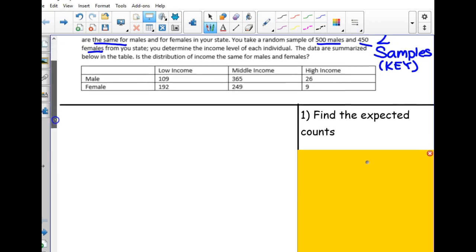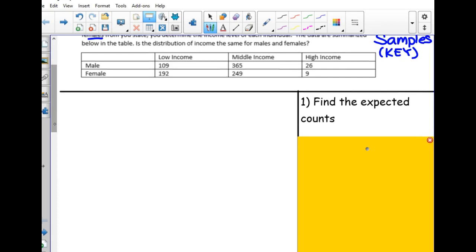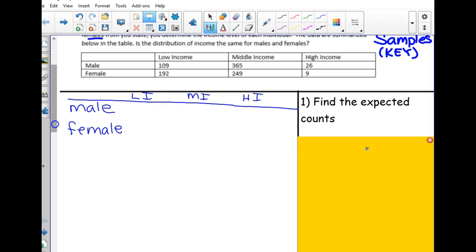So what I want to do right now is recreate the chart. Male, female, low income, middle income, high income. Now, if you look at the chart, I am missing something in that original chart. What am I missing? Yeah, I'm missing my totals.